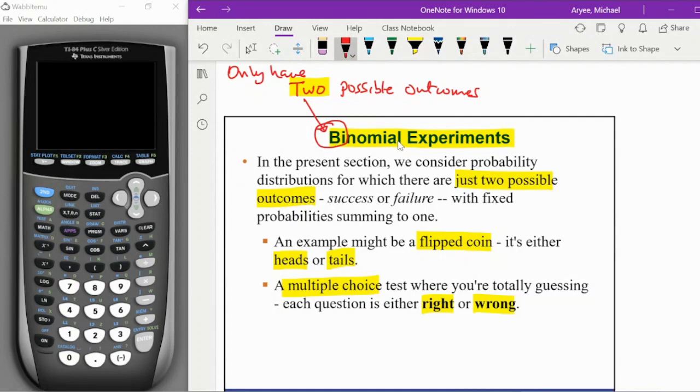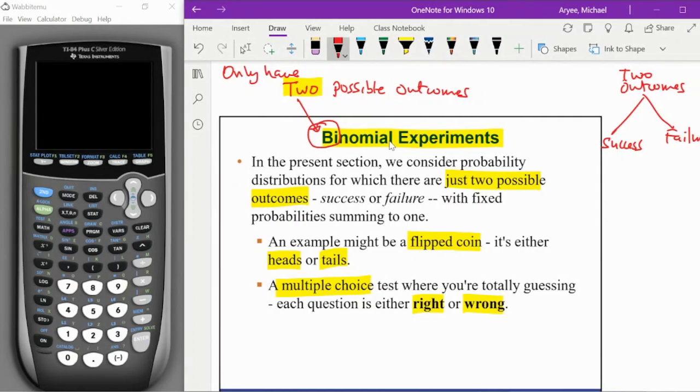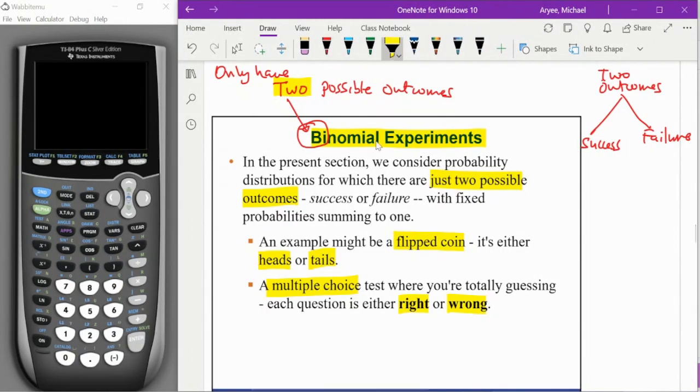In statistics, we use the word success and failure for the two outcomes. Now, not in the emotional sense. Success just means that the outcome that occurred was what the experimenter was interested in. Sometimes we call it a favorable outcome. And then a failure is an unfavorable outcome.